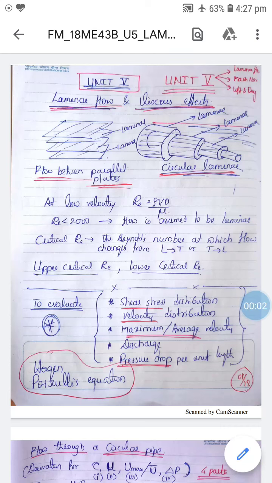Okay, hello everyone. In Unit 5, we have three topics. One is laminar flow and viscous effects. Next is flow past immersed bodies. And the third one is introduction to compressible flow.